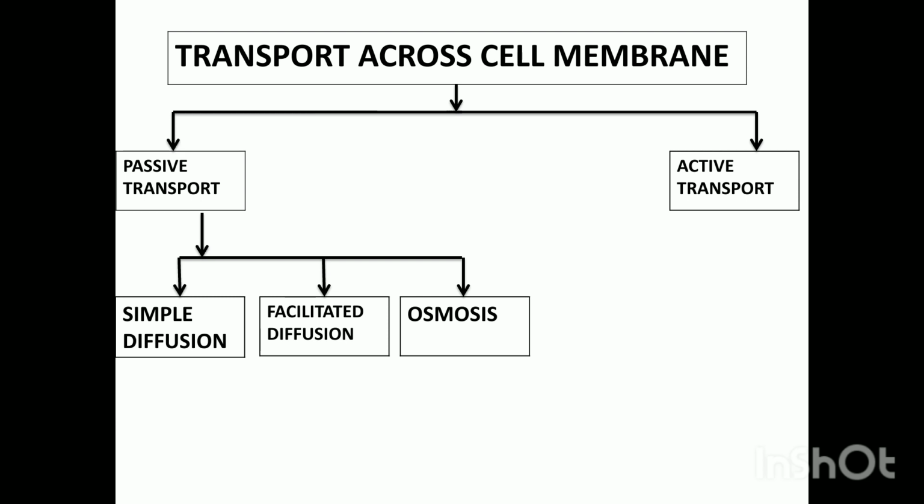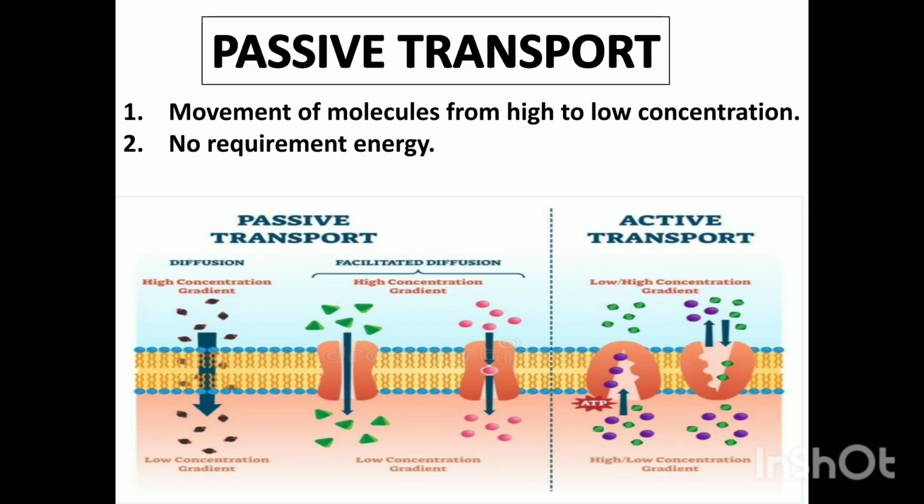So passive transport can take place by three types: simple diffusion, facilitated diffusion, and osmosis. We will discuss passive transport in detail. What is passive transport and how does it take place? Passive transport is a transport in which molecules diffuse from higher concentration to lower concentration across the cell membrane without expenditure of metabolic energy.